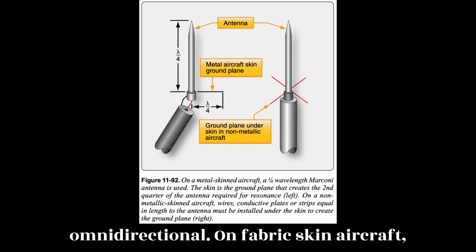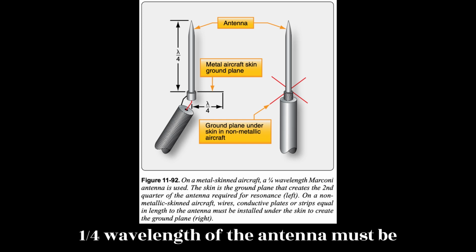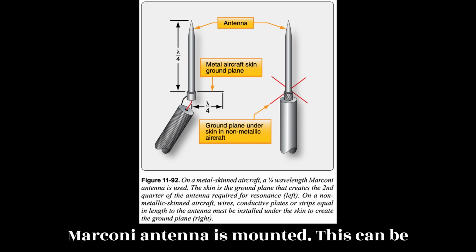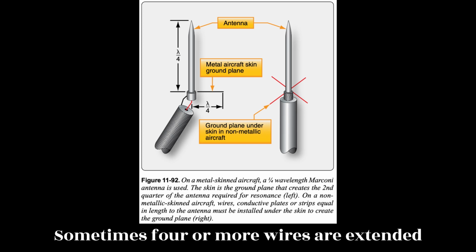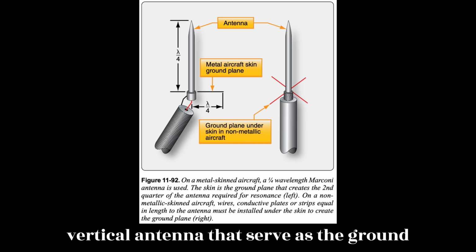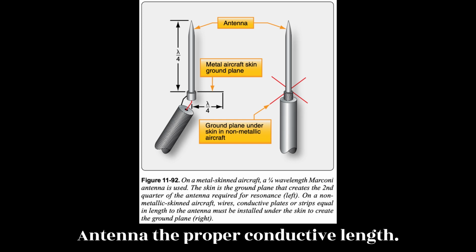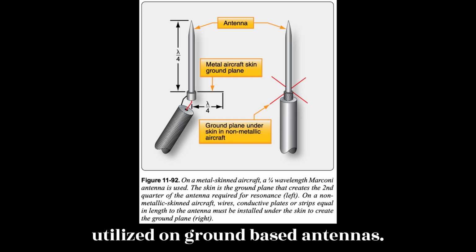On fabric skin aircraft, the ground plane that makes up the second 1/4 wavelength of the antenna must be fashioned under the skin where the Marconi antenna is mounted. This can be done with thin aluminum or aluminum foil. Sometimes 4 or more wires are extended under the skin from the base of the vertical antenna that serve as the ground plane. This is enough to give the antenna the proper conductive length. The same practice is also utilized on ground-based antennas.